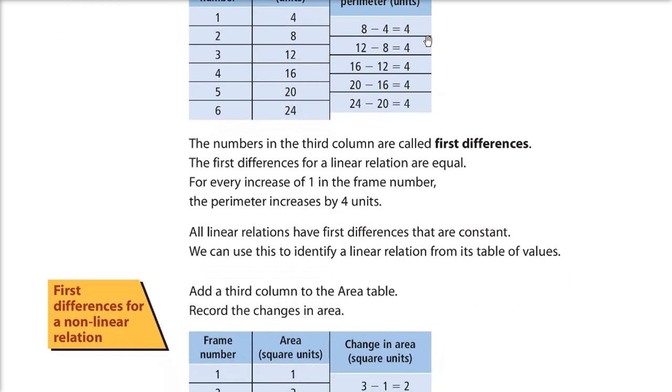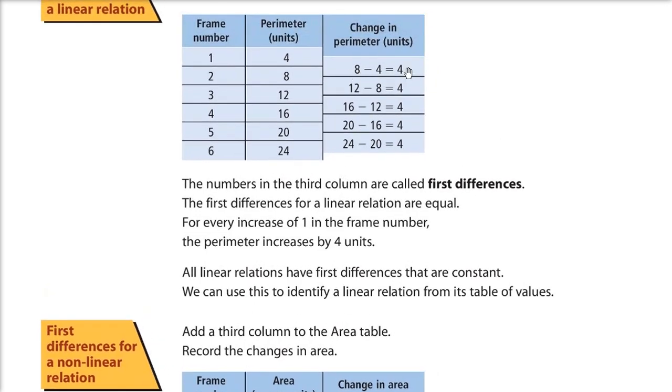So this is true for all linear relationships. They have differences that are constant. If you see, these are numbers which are constant. If you take 16 minus 12, it will be 4. If you take 24 minus 20, it will be 4. That is, all linear relationships have a constant difference.